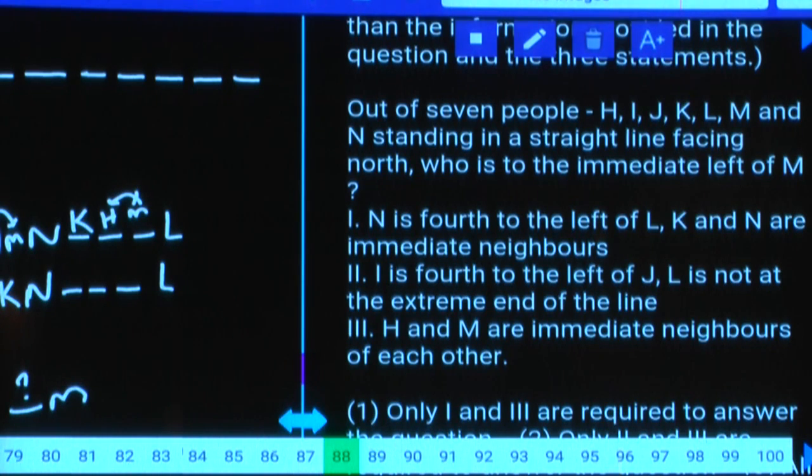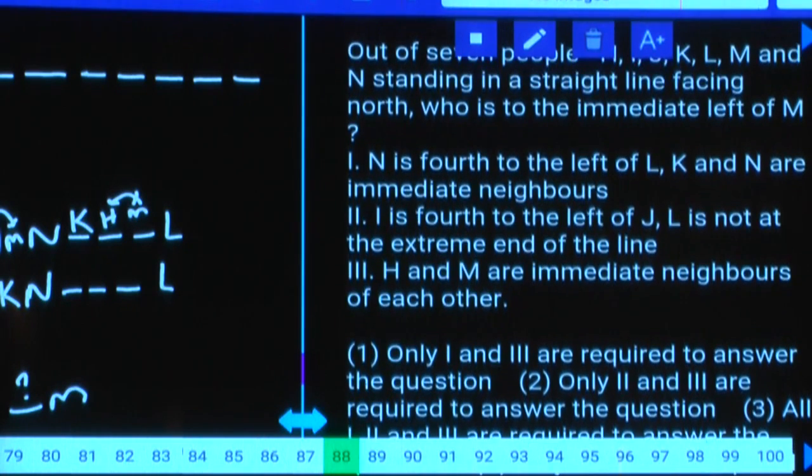Then coming to choice 2. Now in choice 2, only 2 and 3. In only 2 and 3, I is 4 to the left of J. If J is here, 1, 2, 3. I is 4 to the left of J, and L is not at the extreme end of the line. That is condition number 2.